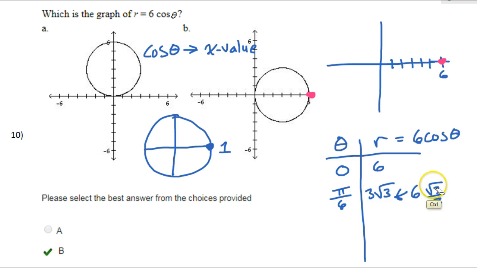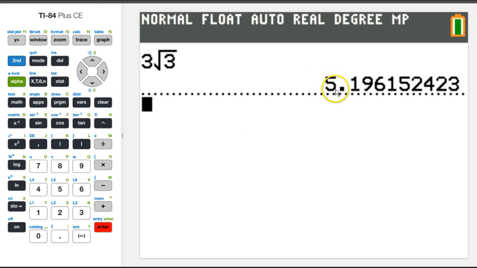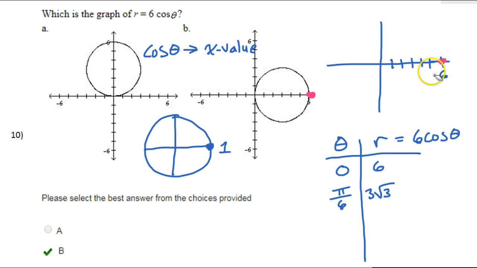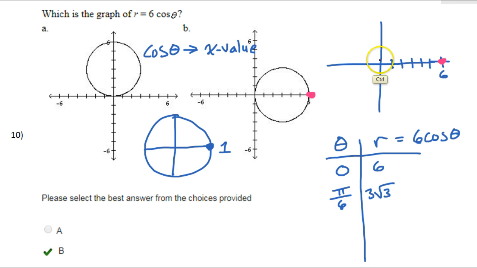What is the decimal approximation of this? Let's see, 3 radical 3. That's 5.2. It's just a little bit more than 5. So at an angle of 30 degrees, which would be about in here, my distance should be a little bit less than 6. So it might be something like this.